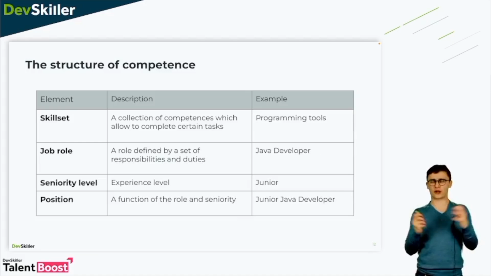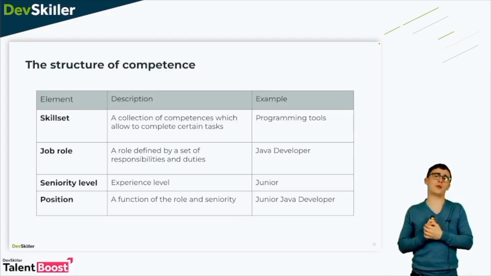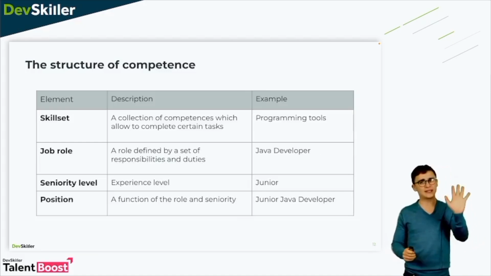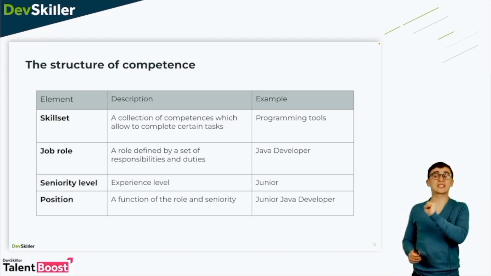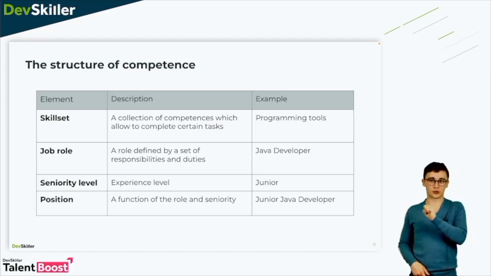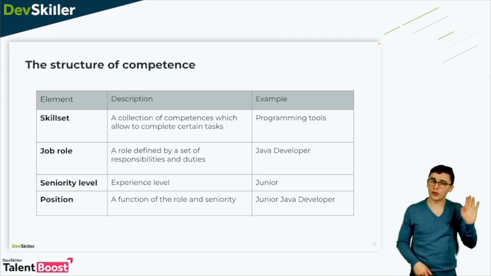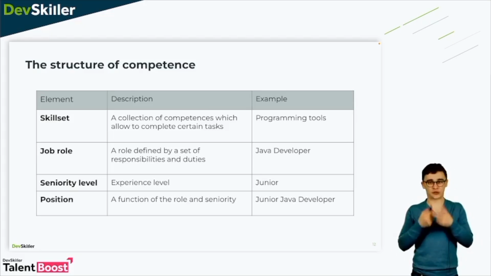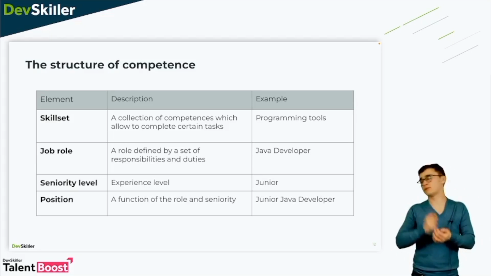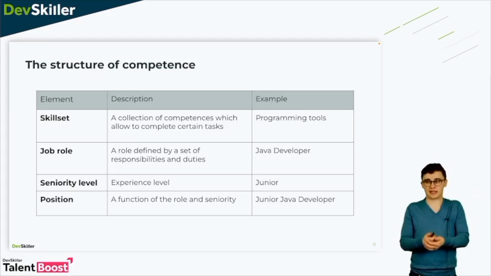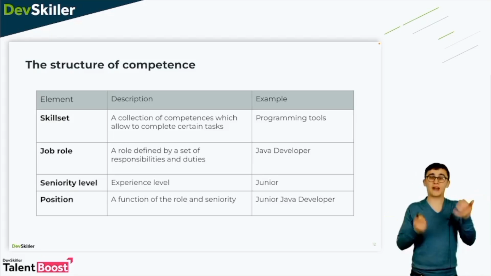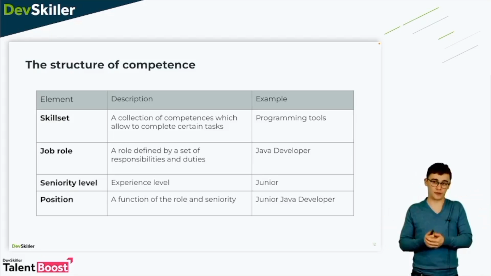Now, a full structure of our competence is as follows. A skill set, which is a collection of competencies to complete a task: programming tools. A job role, which is defined as a set of responsibilities and duties: Java developer. Seniority level, which talks about the experience level: junior. And a position, which is a function of all those: junior Java developer.